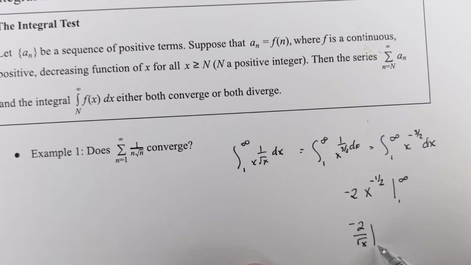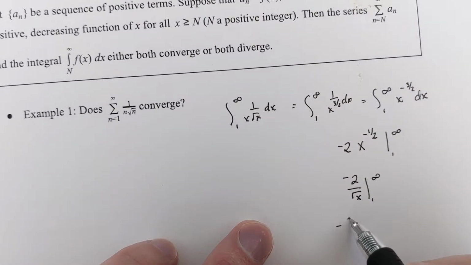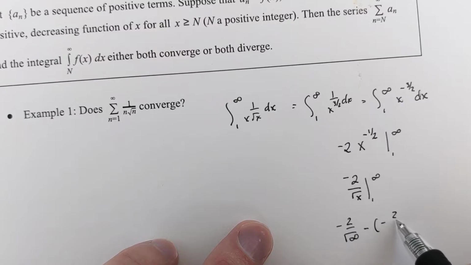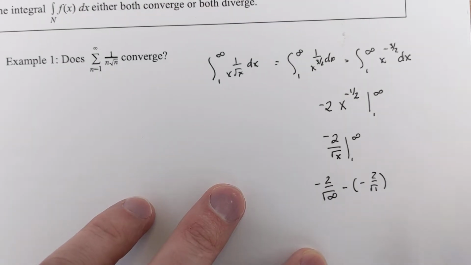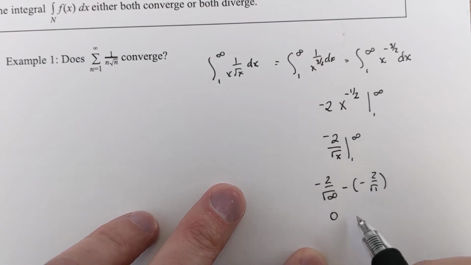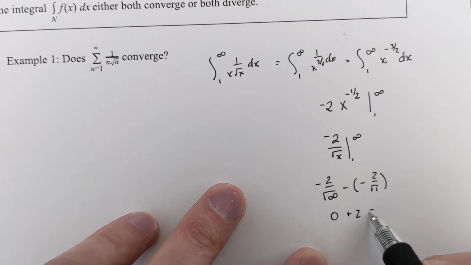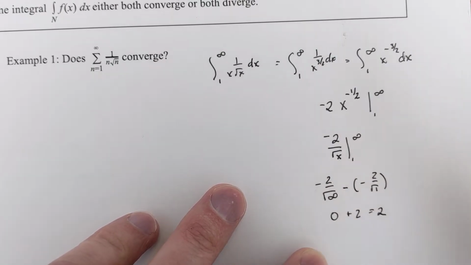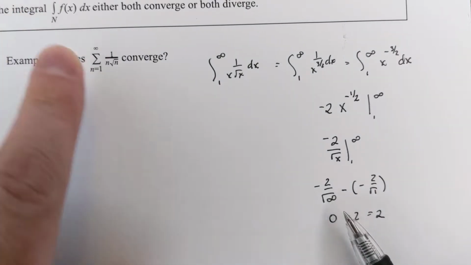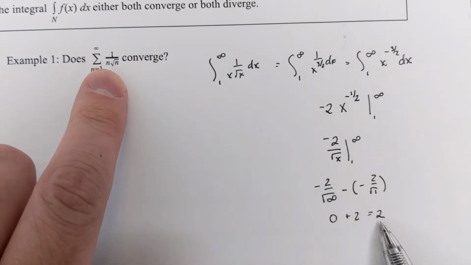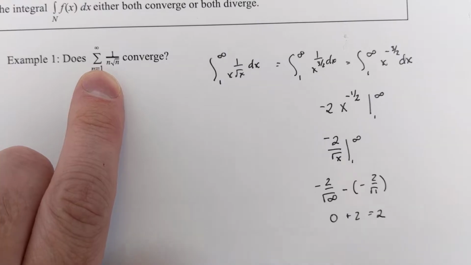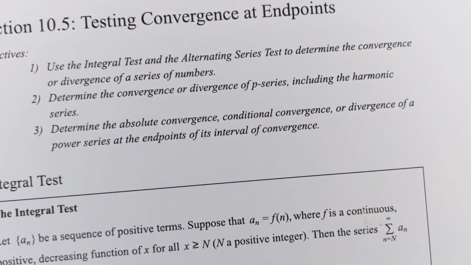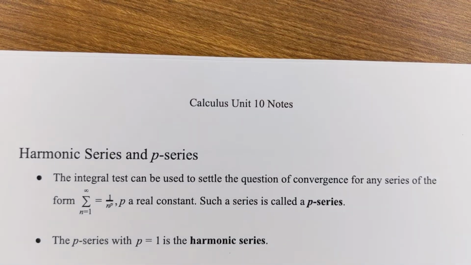Keep in mind that the -1/2 exponent is a root on the bottom. So -2 over root infinity minus -2 over root 1. So this is 0 plus 2, so this is 2. Since my integral converges, I get a number, the series also has to converge. So that's the integral test.